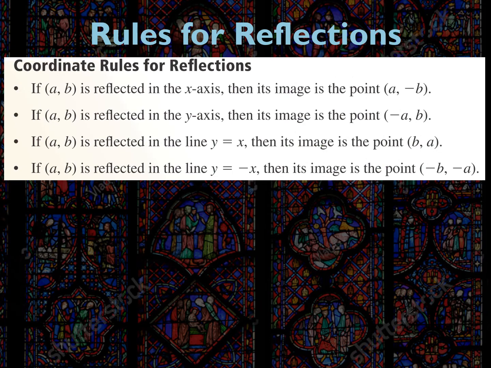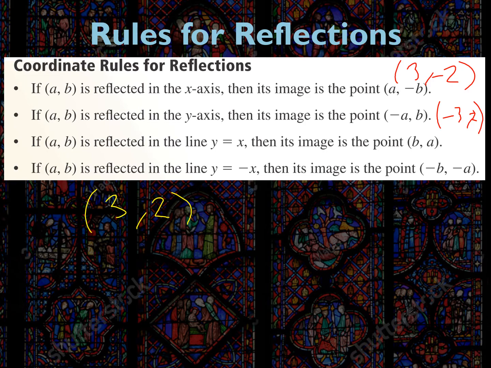Let's start by reflection across the x-axis. If the original point is a, b, then the new point is a, -b. So let's suppose our point was 3, 2. Under the first rule, this would become 3, -2, because you would keep the same x coordinate, but you flip the sign of the y coordinate. Next, if a, b was reflected in the y-axis, then its image is the point -a, b. So in other words, the x coordinate gets its sign flipped, but the y coordinate remains the same. So if we start at 3, 2, the new point would be at -3, 2.